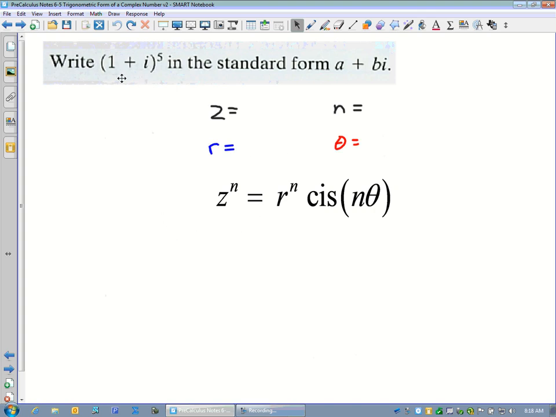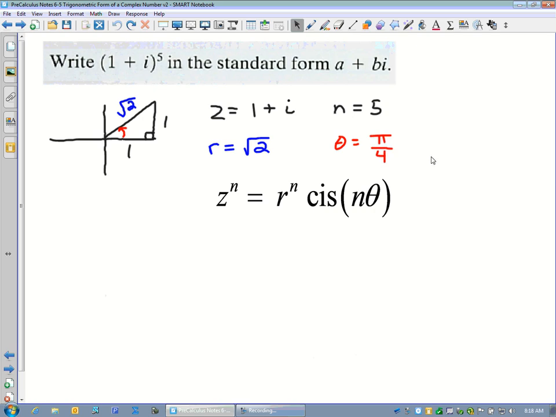Now z is simply the number that we're raising to a power, so that's 1 plus i. n is the exponent we're raising that number to, so n is going to be 5. And then for 1 plus i, we can think of this in our visualization as 1 plus i on the complex plane. 1 in the horizontal direction, 1 in the vertical direction. And hopefully you recognize a 1, 1, square root of 2 triangle, which is a 45, 45, 90. So that means our radius would be the square root of 2. And then our angle, since we recognize the 45, 45, 90, our angle is going to be 45 degrees, which we're going to use radians in this problem, which would be pi over 4.